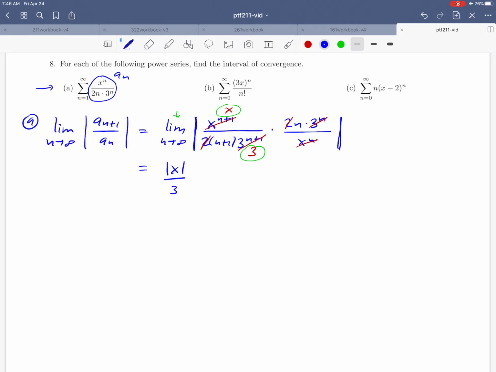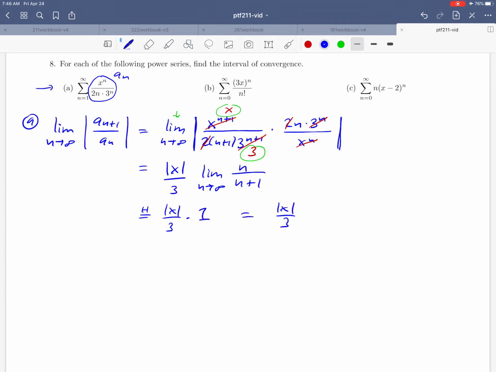Okay, so we're going to get the absolute value of x over 3 times the limit of the stuff that was left over, the stuff that does have n's. And n over n plus 1, that's all that's left. Notice that that limit has the form infinity over infinity, so we can use L'Hopital's rule on that. And we're just going to get 1.